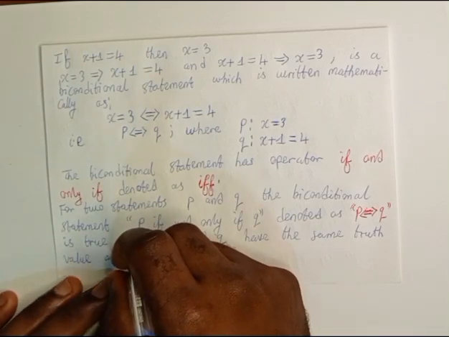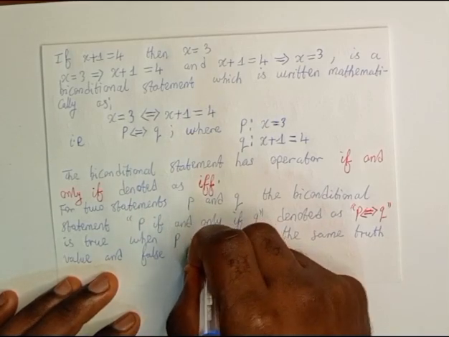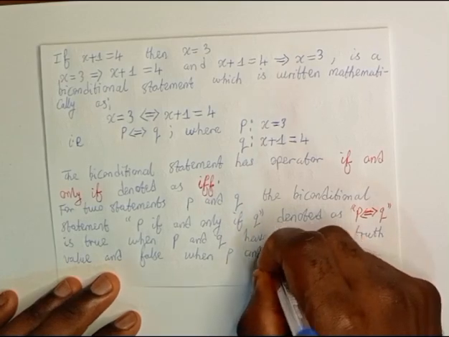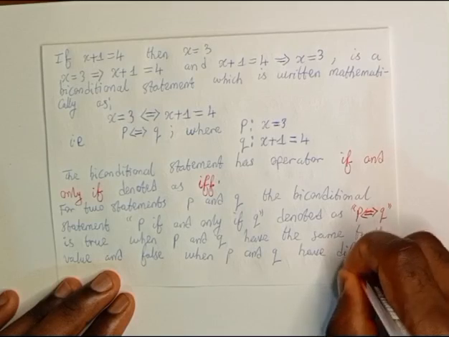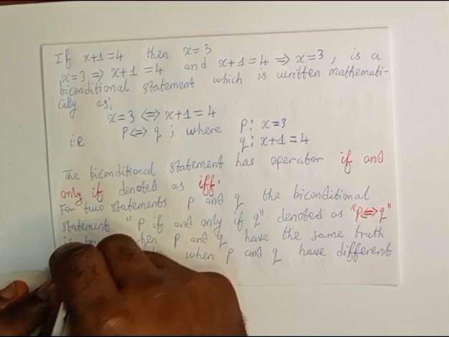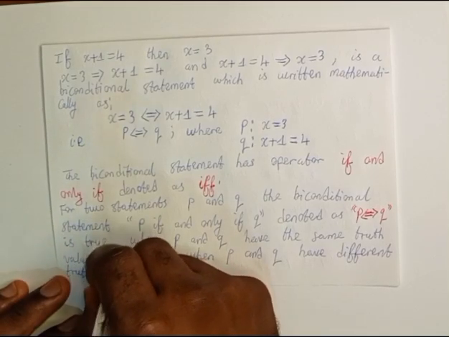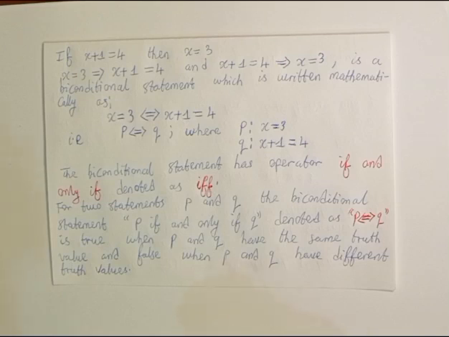And false when P and Q have different truth values. That means when P is true, Q false, or P false, Q true, the biconditional statement is false.